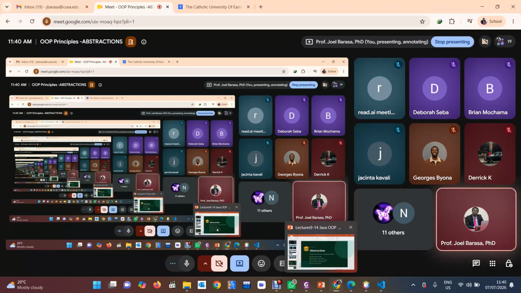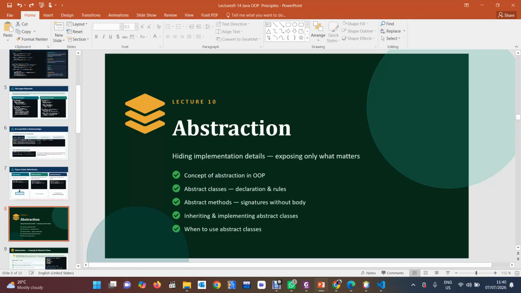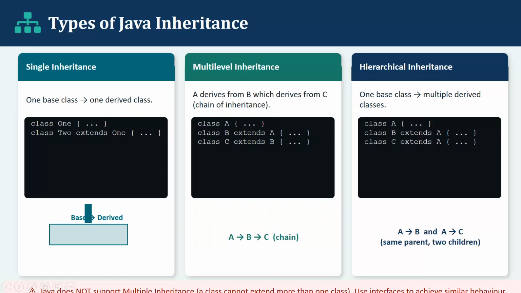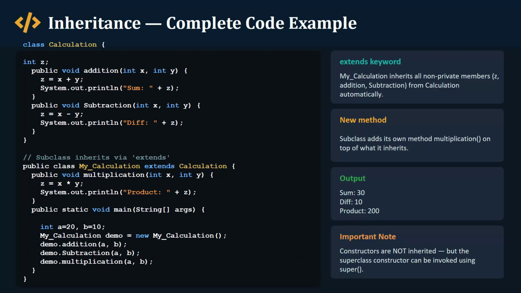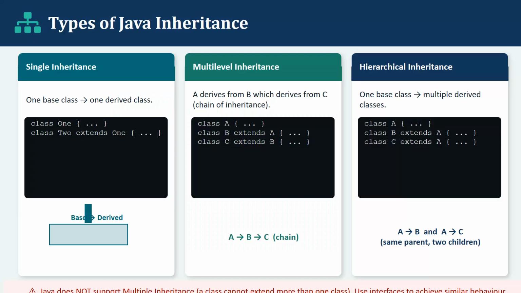Let's look at abstraction. What is abstraction? So in the last phase, we looked at inheritance. So we have abstraction, encapsulation, interface, overriding, and polymorphism. We are going to finish that today. We'll code less and then you complete. Now let's look at abstraction.